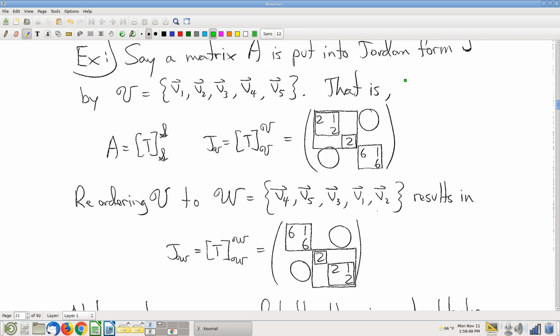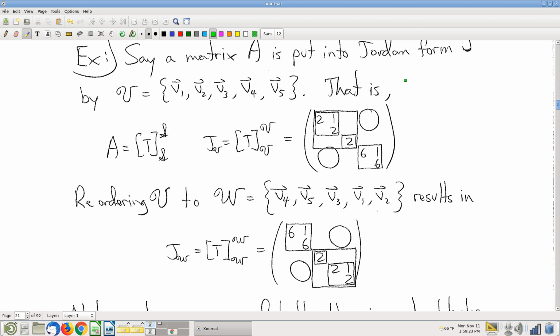Sadly, no. Jordan form is not unique. And in fact, here's an easy counterexample. We started with some initial matrix. I don't know what that original matrix was, but it's conjugate to this Jordan form. But just by doing this change of basis, reordering those basis vectors, I see that it is also similar to this Jordan form. So clearly, right in front of us, are two Jordan forms similar to the same original matrix. So it's a little bit of bad news. Jordan form is not unique.